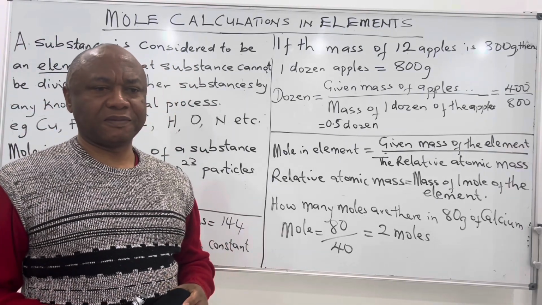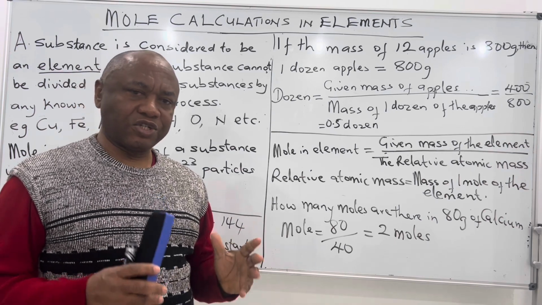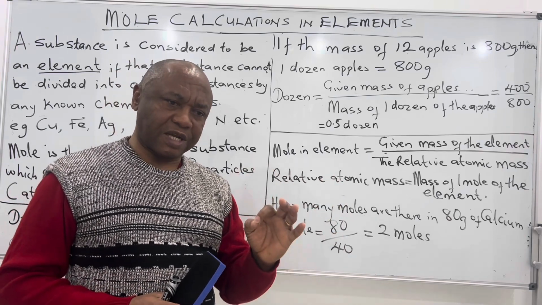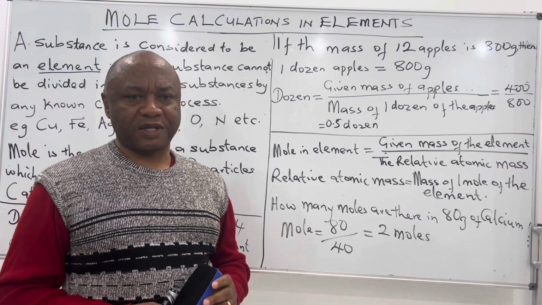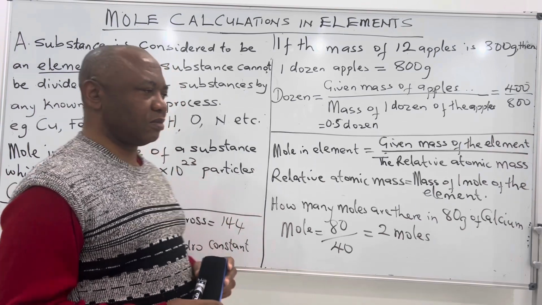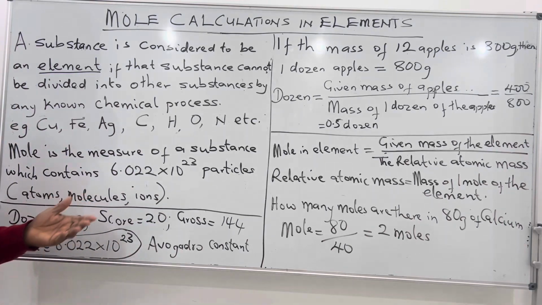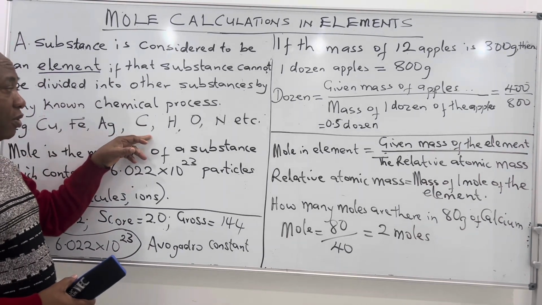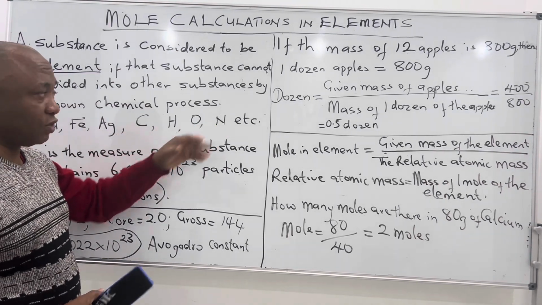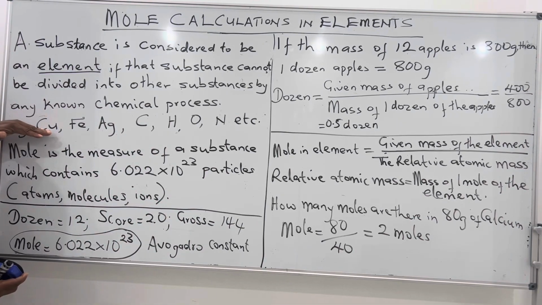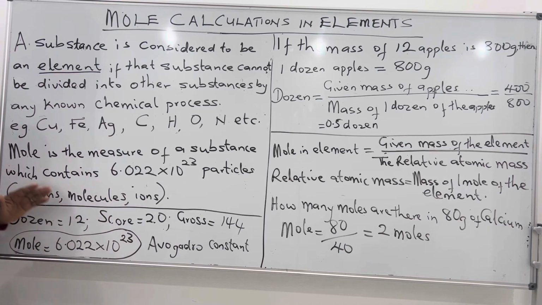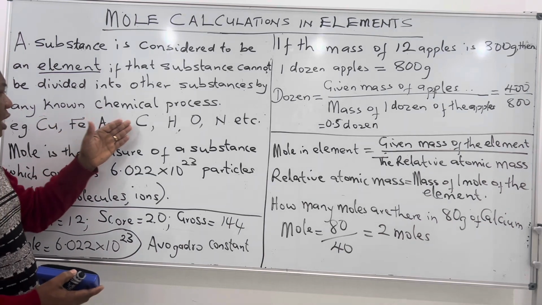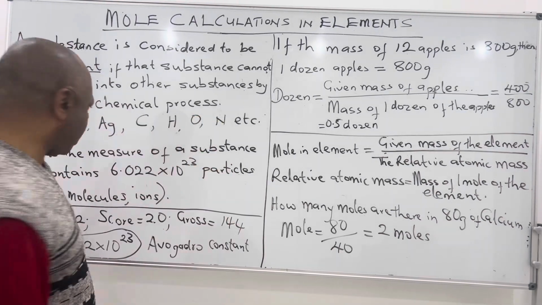What is an element? A substance is considered to be an element if that substance cannot be split into other substances by any known chemical process. Examples of elements are copper, iron, silver, carbon, hydrogen, oxygen, nitrogen. You cannot divide copper into other substances. Neither can you divide iron, silver, carbon, or nitrogen into other substances.